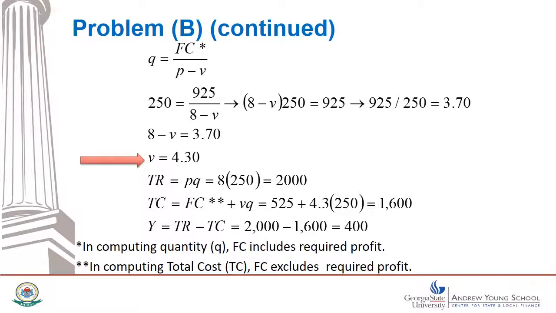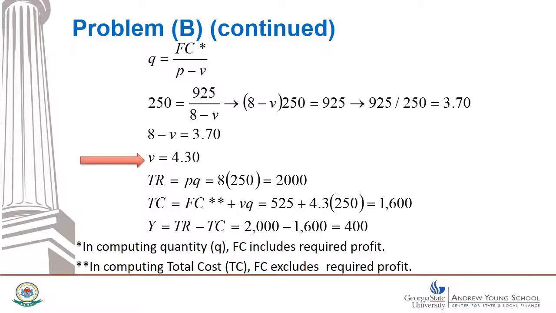Now we solve for small v, or variable costs, which is equal to that 3.70 subtracted from the $8 price, resulting in the calculated amount of $4.30 of variable costs that we can incur per pie. Given that we now know the variable cost, that solution allows us to derive additional information, including total revenue, total costs, and proof that our profit target is reached.